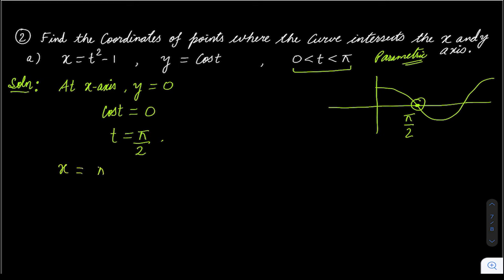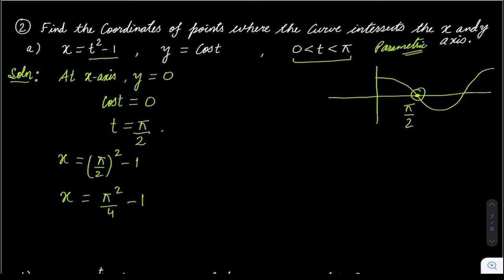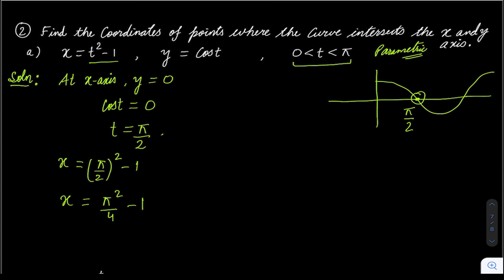My x value is (pi by 2) whole square, because x is nothing but t square minus 1. So my x is coming out to be pi square over 4 minus 1. So it means the point where it intersects the x-axis is (pi square over 4 minus 1, 0). So this is the point where it intersects the x-axis.